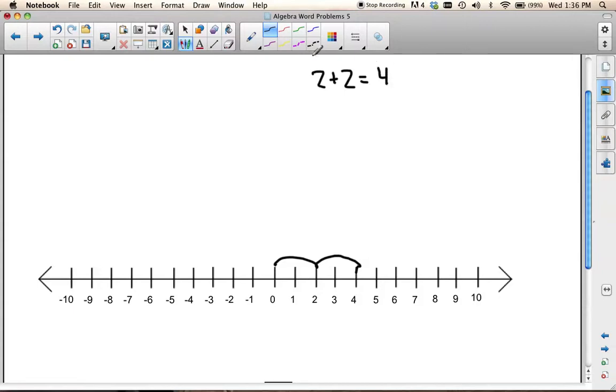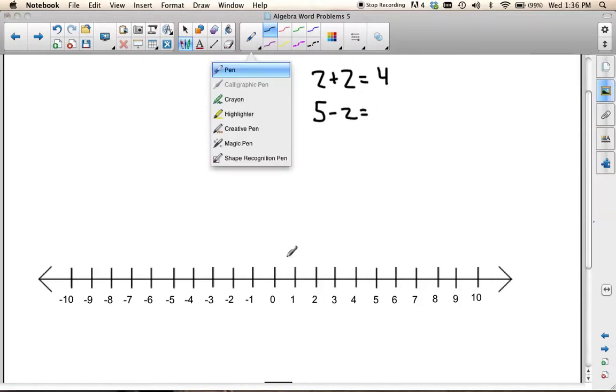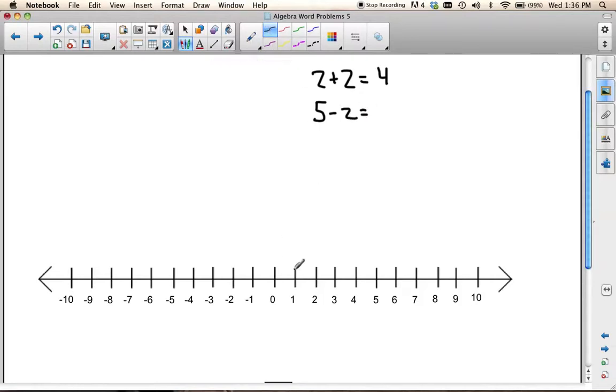Now if I go by that same rationale, let's say we do 5 minus 2. Well, if I go from 0 to 5, and I take away 1, 2, I get 3. So we're all good with that.